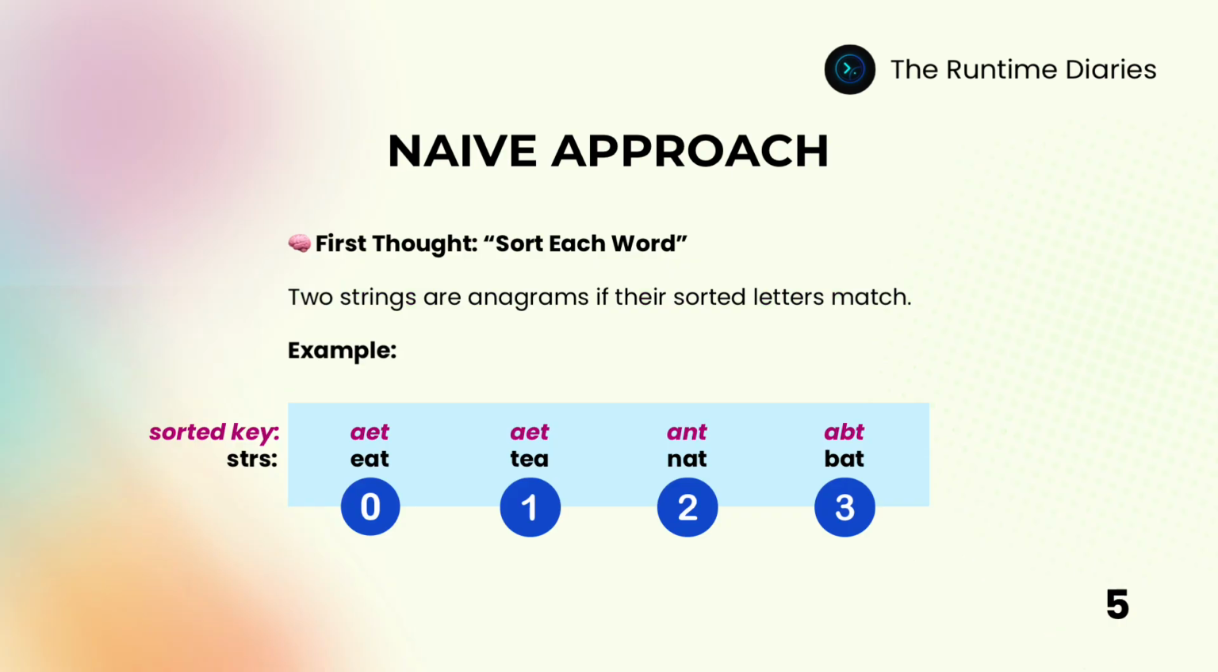Most people's first instinct is to sort each word. Why? Because if two words are anagrams, once sorted, they become identical. So, for example, eat becomes AET, and tea becomes AET as well. So now you have a stable key to group on. Sorting is the easiest mental model to start with.